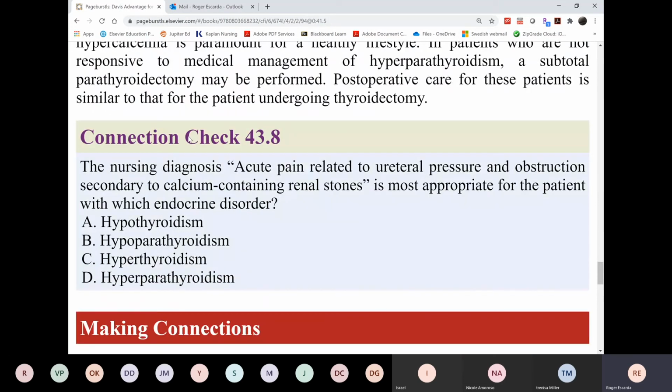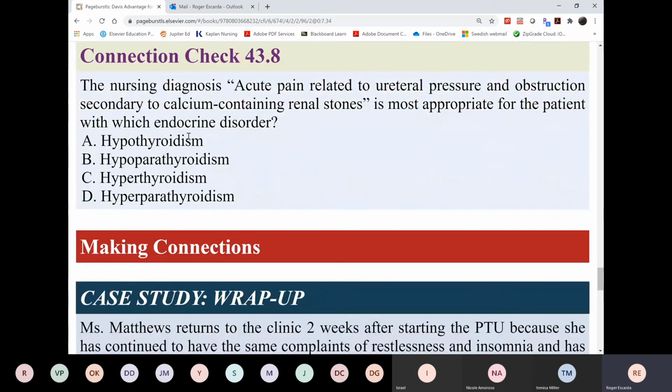Any questions on hyperparathyroidism? So to summarize, hypoparathyroidism, you have hypocalcemia. Hyperparathyroidism, you have hypercalcemia. Questions will be on risk factors for both, diagnostic results, and of course signs and symptoms, and more importantly, what are our interventions for each. Questions? All right, let's take a break.